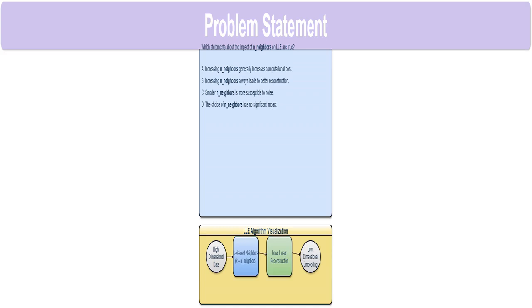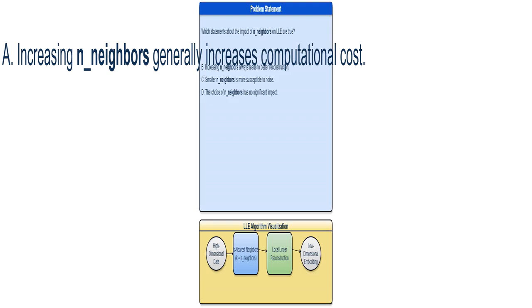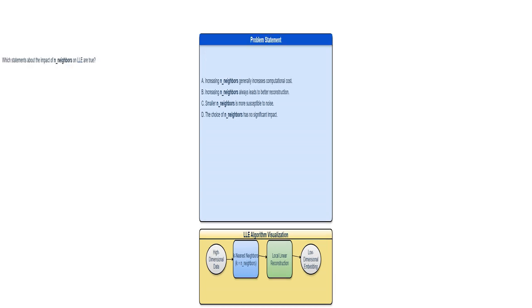I'm asking you to identify which statements about the impact of "n_neighbors" on LLE are true. A smaller "n_neighbors" means I'm only looking at a small number of nearby data points to reconstruct each point. If a few of those points are noisy, incorrect or outliers, they'll have a big impact on my reconstruction. It's like trying to build a house using only a few bricks, and if some are damaged, the whole structure suffers. Increasing "n_neighbors" doesn't always guarantee better reconstruction.